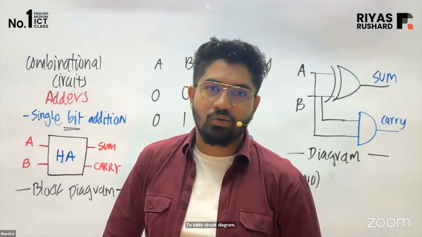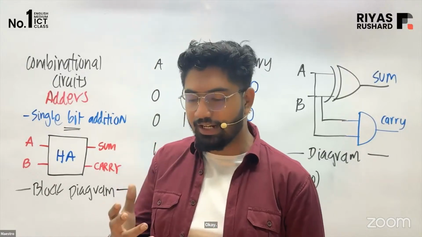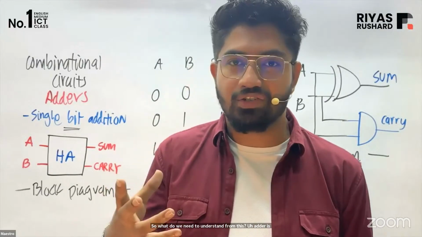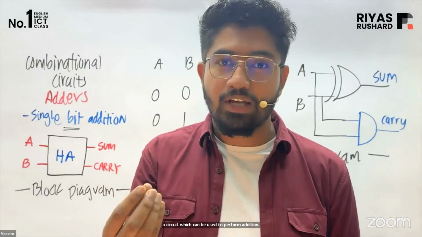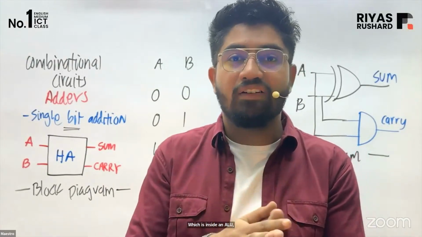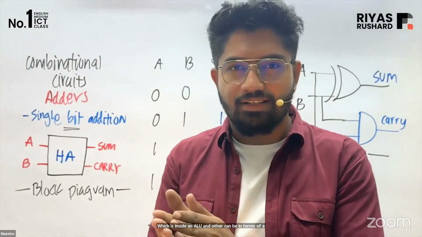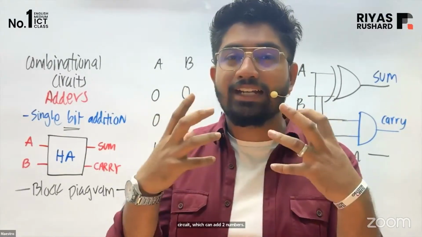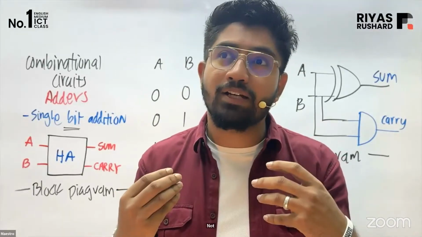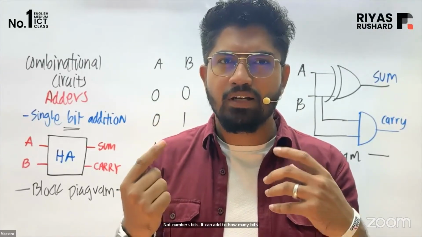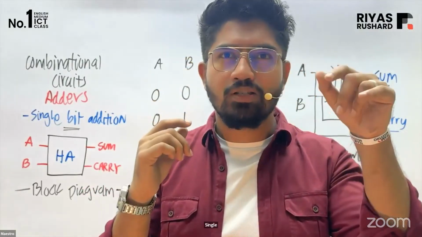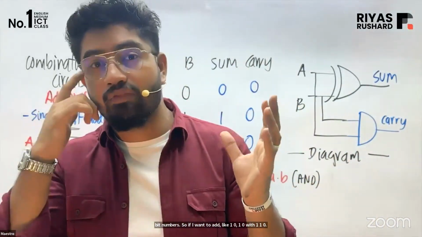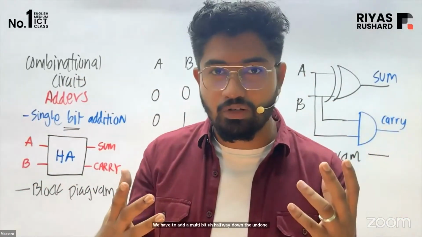Okay. So what do we need to understand from this? An adder is a circuit which can be used to perform addition, which is inside an ALU. An adder can be in terms of a half adder or a full adder. A half adder is a circuit which can add two numbers, not numbers, bits. It can add two, how many bits? Single bit numbers. So if I want to add something like 1010 with 1110, we have to add multi-bit numbers with a full adder. Okay, with half adders you can perform single bit addition.